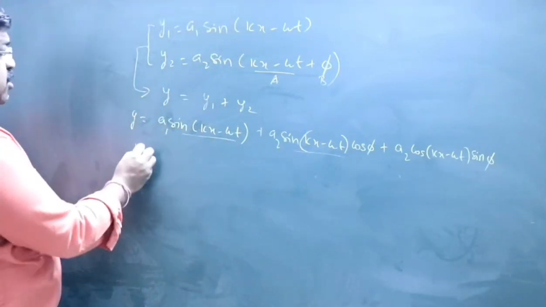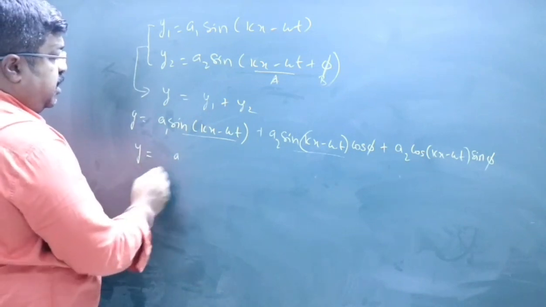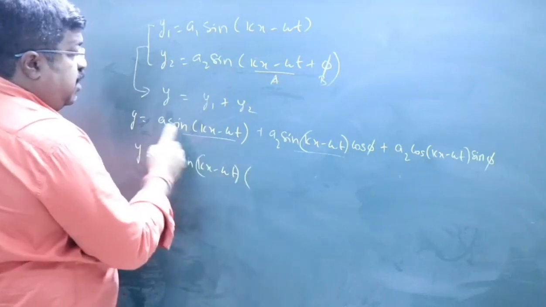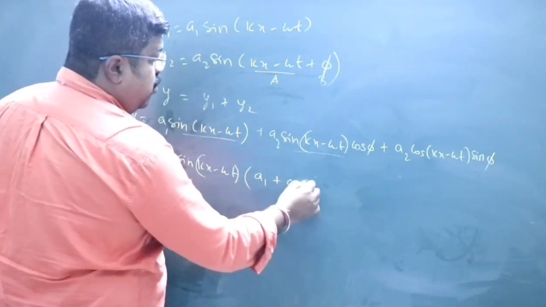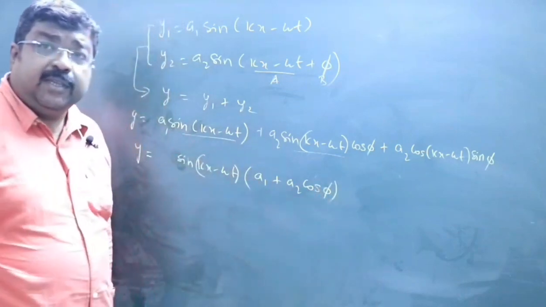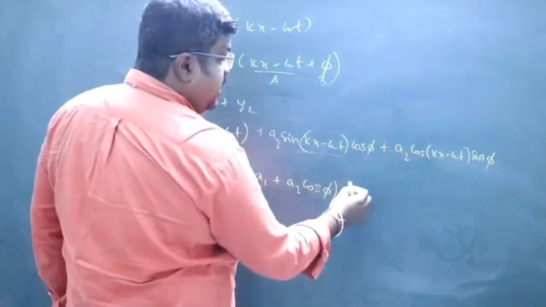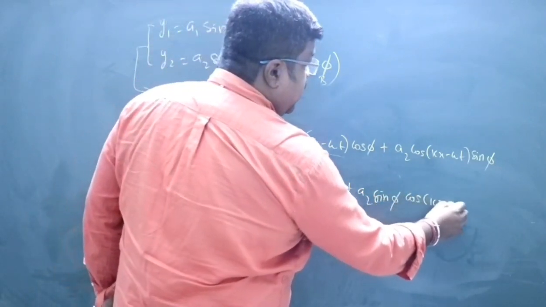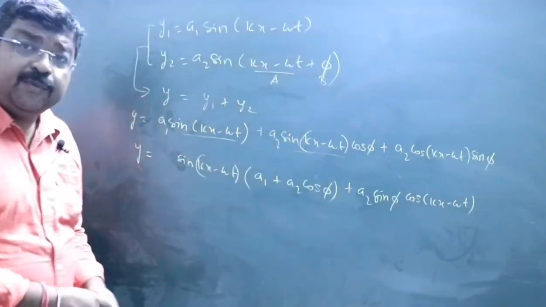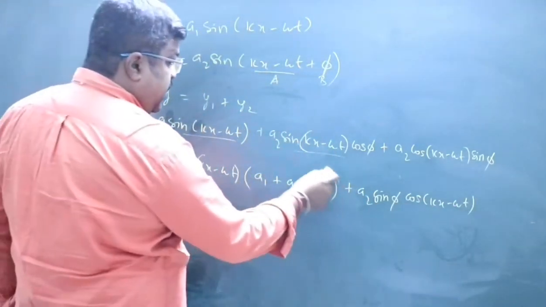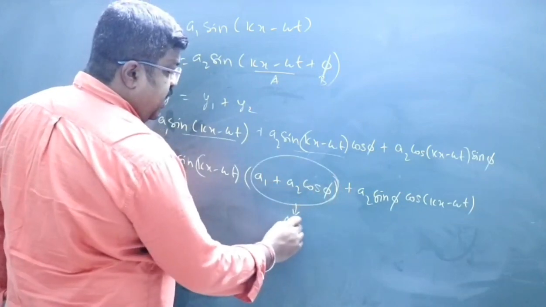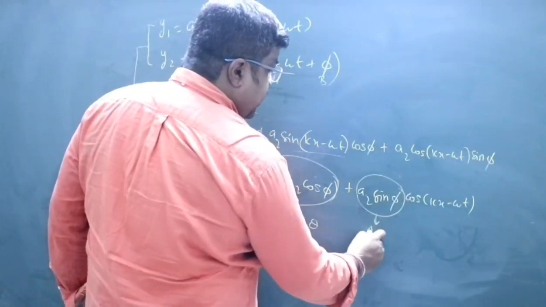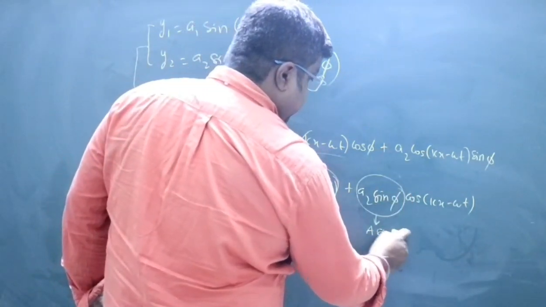So if I take this as common, this is sin(kx minus omega t) times (a1 plus a2 cos phi), plus a2 sin phi times cos(kx minus omega t). Now I make a substitution wherein I write the term a1 plus a2 cos phi as A cos theta and I write the term a2 sin phi as A sin theta.